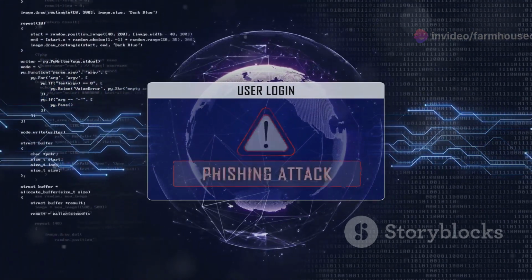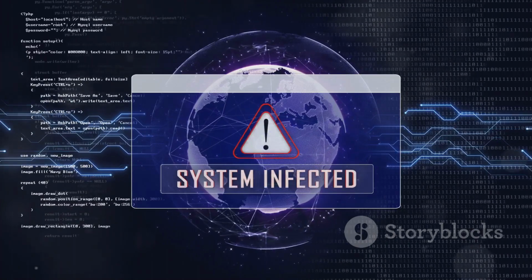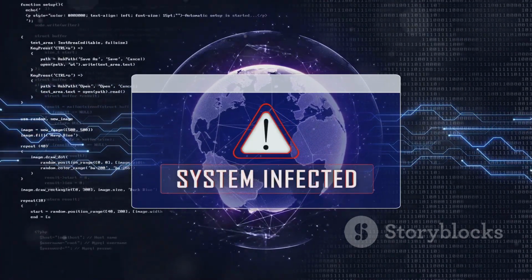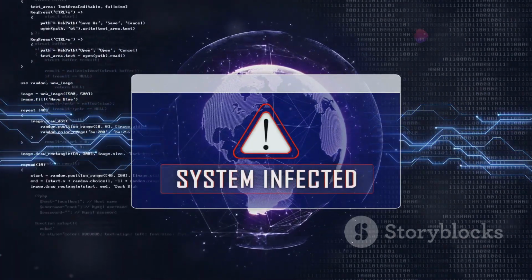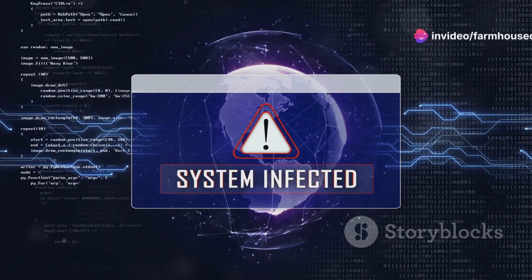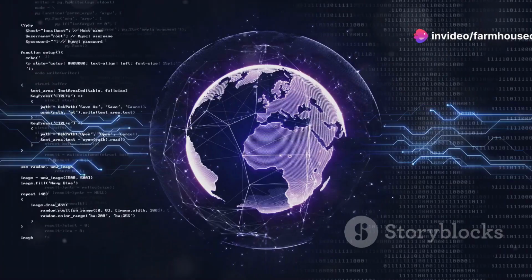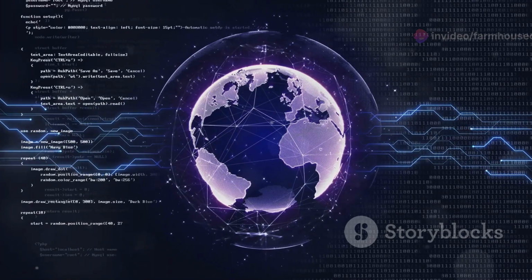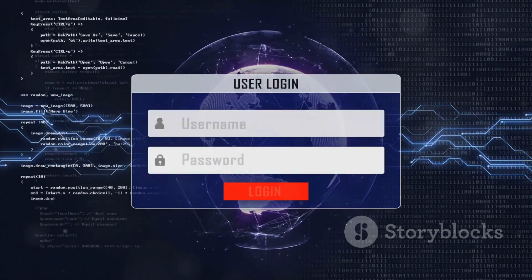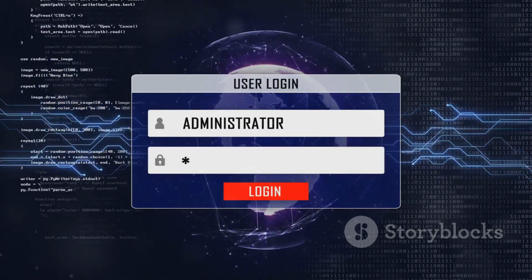Another method is malware. Malware is malicious software designed to damage or gain unauthorized access to systems. Types of malware include viruses, worms, and ransomware. Once installed, malware can steal data, monitor activities, or even lock users out of their systems.